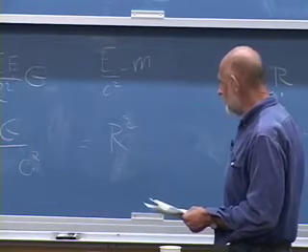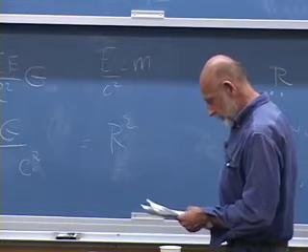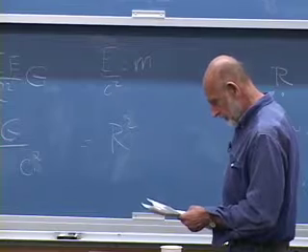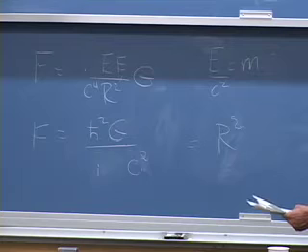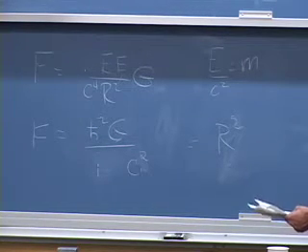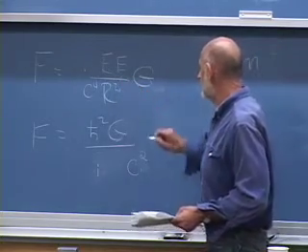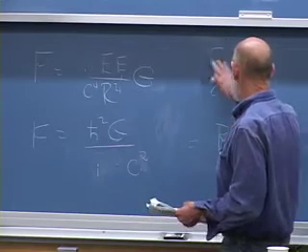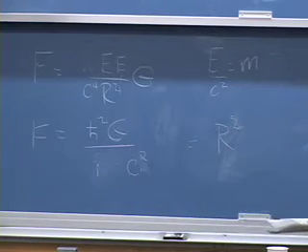ħc over c² r⁴ is 1/r², right? So I have ħG over c equal to r. It's r², not r⁴. It was an r⁴ here, right? And then there was a 1/r² here. So I got an r² here, right?